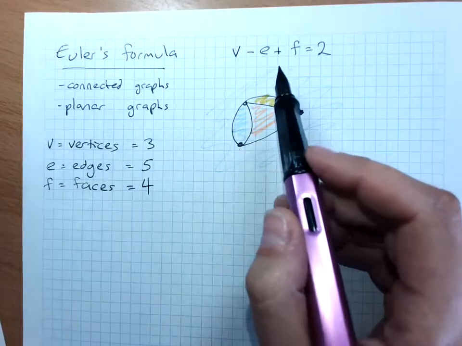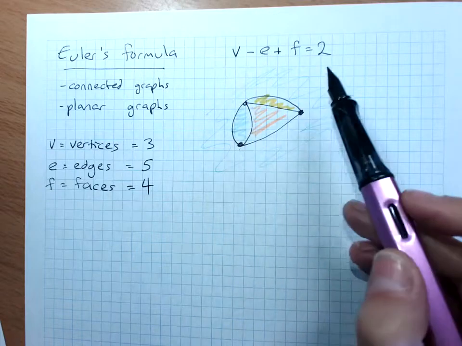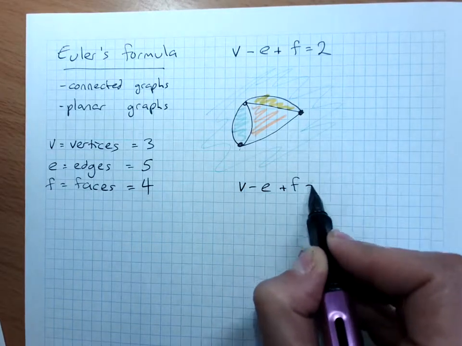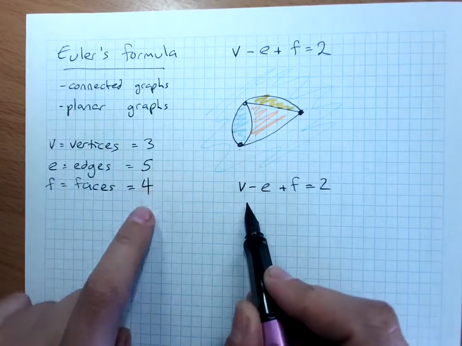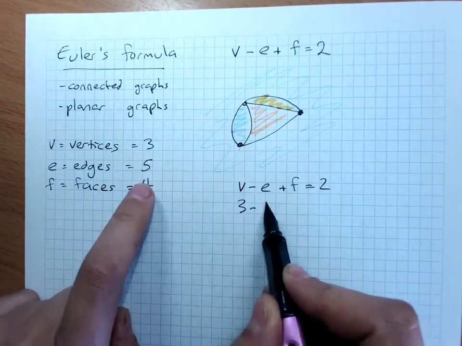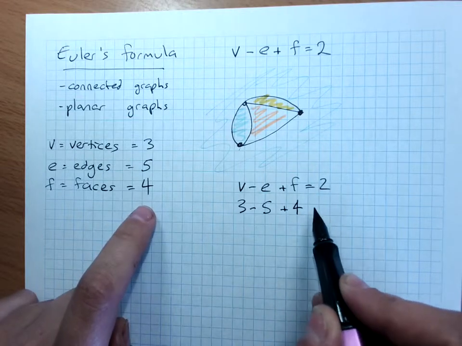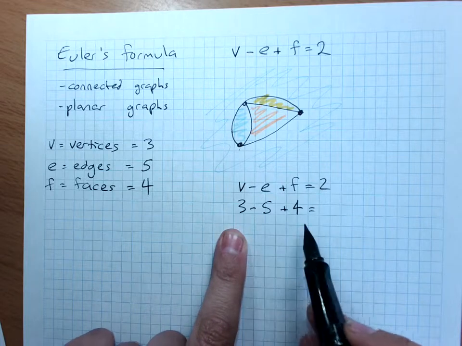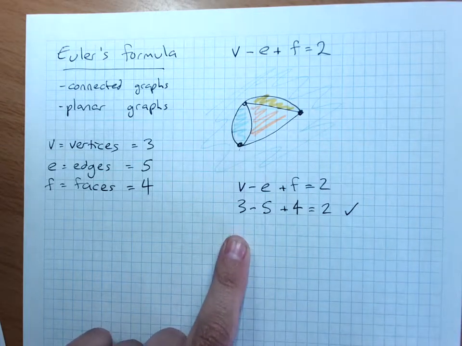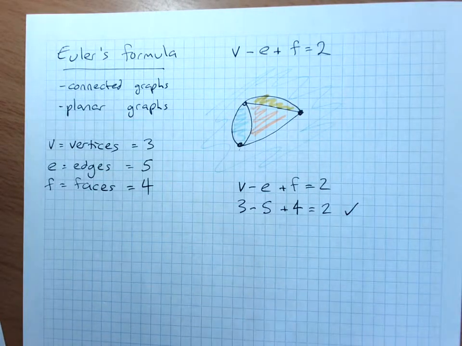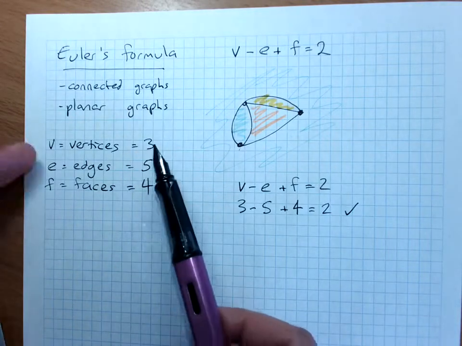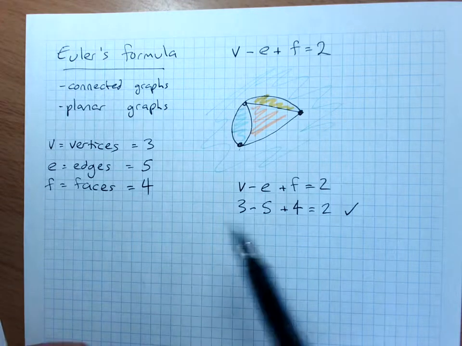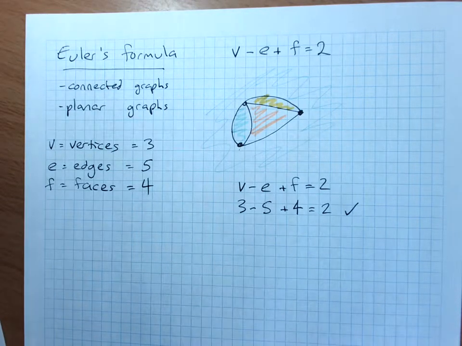What this formula will let you do is confirm the formula. So for this graph, V minus E plus F should equal 3 minus 5, which is negative 2, plus 4 is 2. Yes, Euler's formula works for this graph. Or if they described a graph to me and told me how many vertices and edges there are, I could find the number of faces by substituting into the formula. So that's Euler's formula.